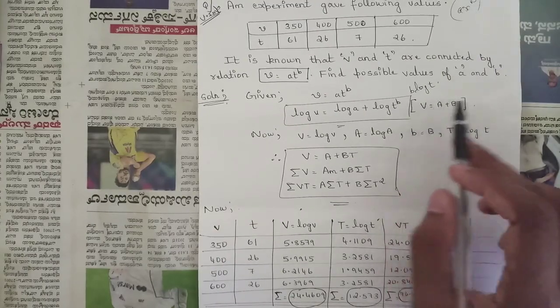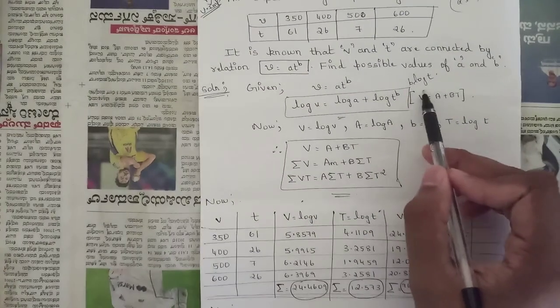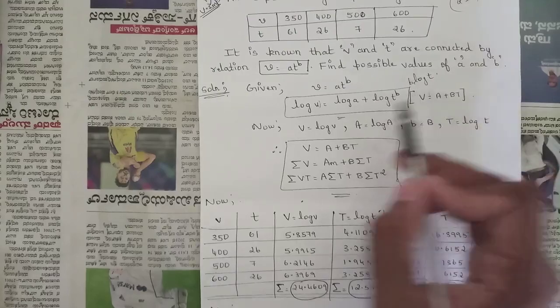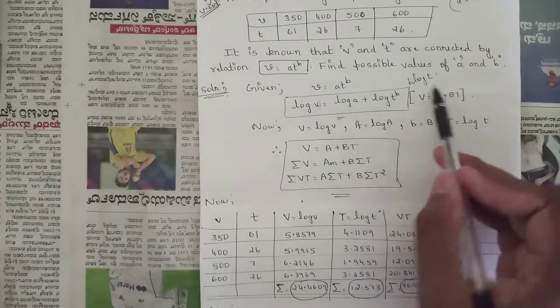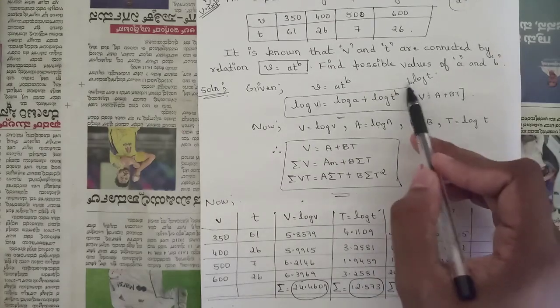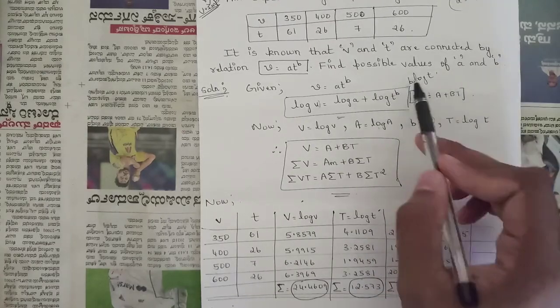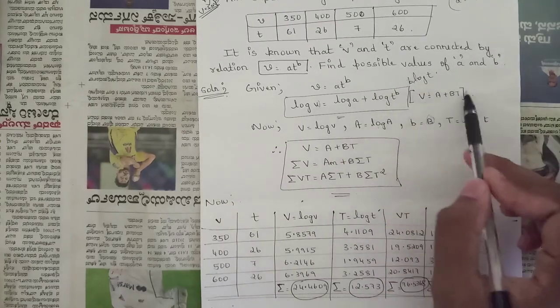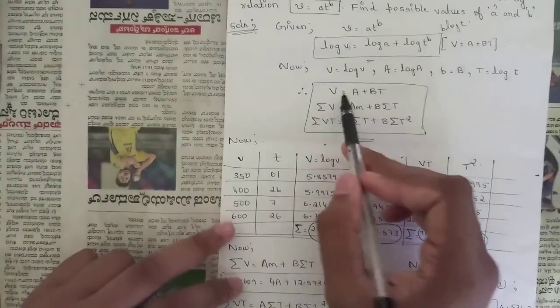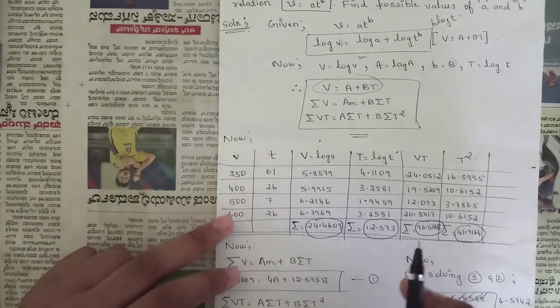So here, in a similar way, substitute the corresponding values which are equal. That is, here capital V equals log v, capital A equals log a, and small letter b corresponds to capital letter B, right? And capital T corresponds to log t. Okay, so now write again the general equation V is equal to A plus bT.